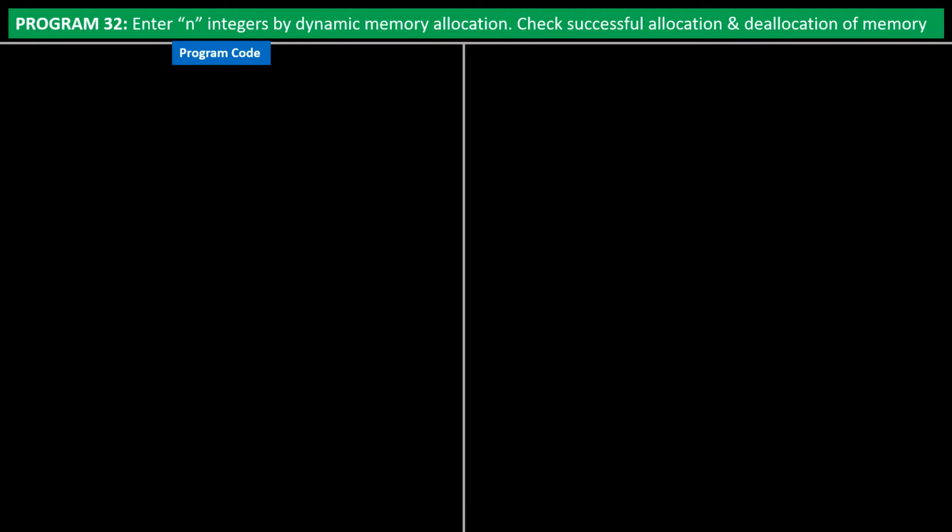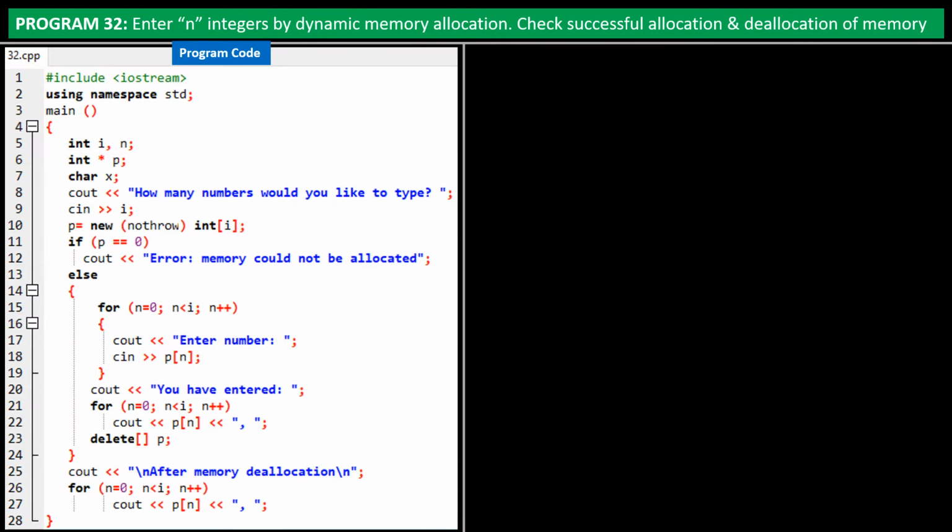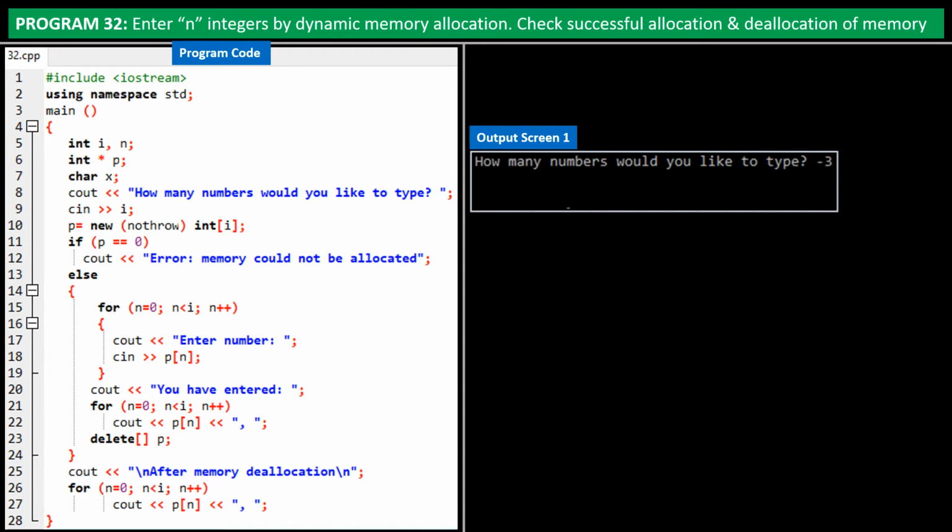Program 32. Enter n integers by dynamic memory allocation. Check successful allocation and deallocation of memory. Here is the program code. On execution, the user is prompted how many numbers they would like to enter. Suppose the user types in -3. Since -3 memory blocks cannot be allocated, an error can occur.